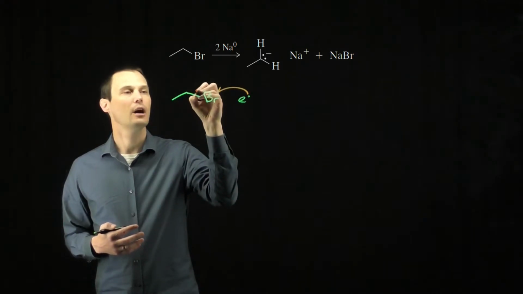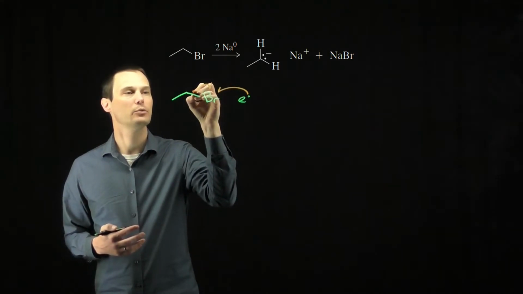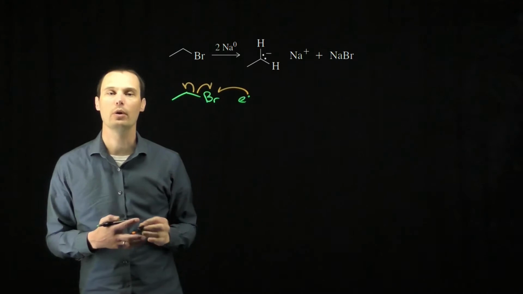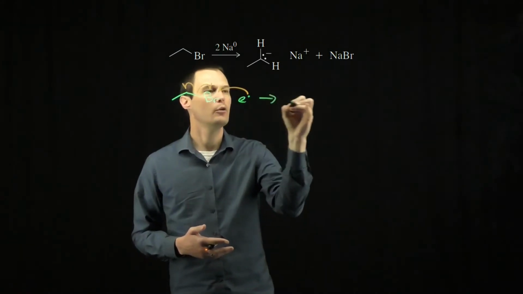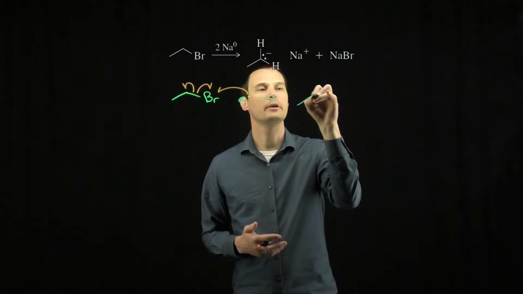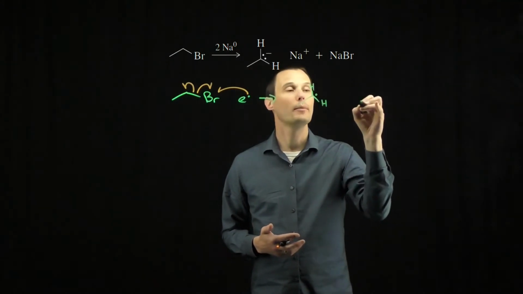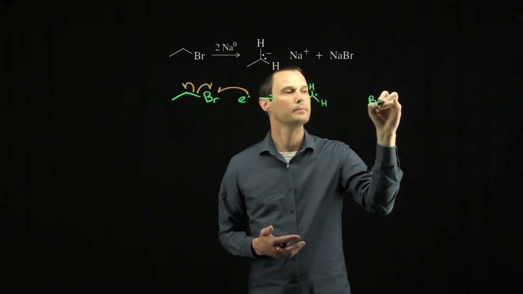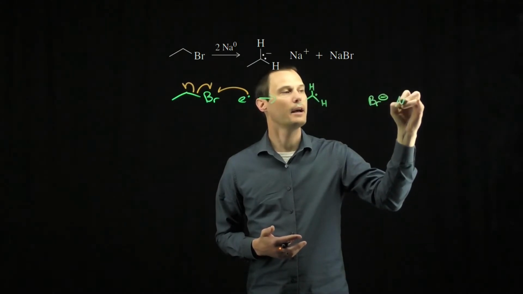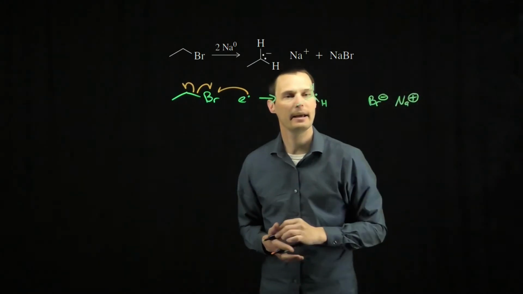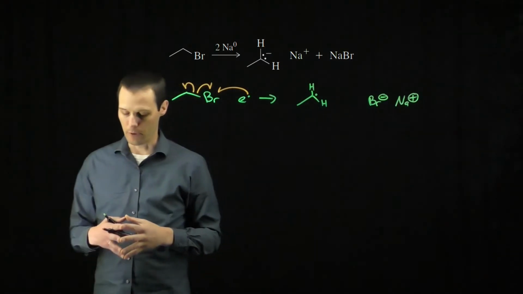That will cause the carbon-bromine bond to break. One of those electrons will go on to bromine. The other electron will go on to carbon. That will form a carbon radical and bromide anion. And that bromide anion can associate with the sodium cation to form the sodium bromide byproduct.